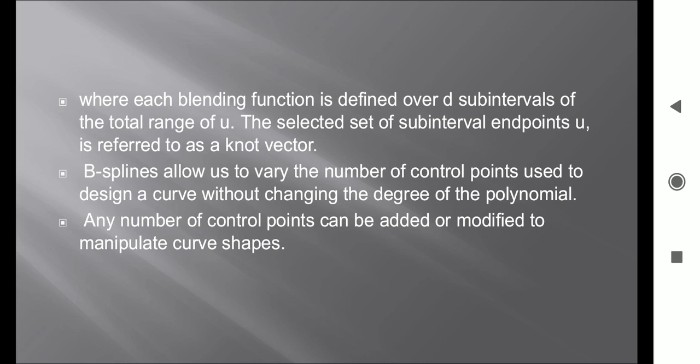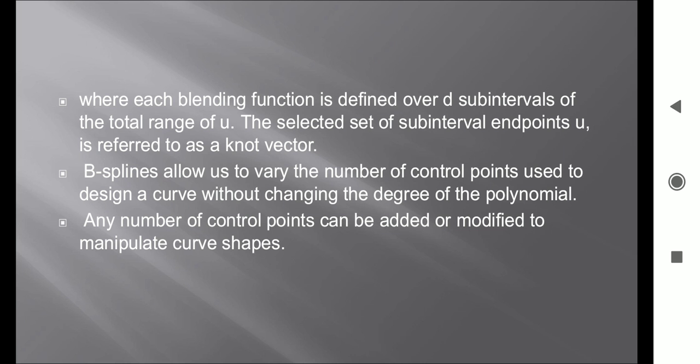knot vector. The second point is B-splines allow us to vary the number of control points used to design a curve without changing the degree of the polynomial. So without changing the degree of the polynomial, we can vary the number of control points. And what is the third? Any number of control points can be added or modified to manipulate curve shapes.